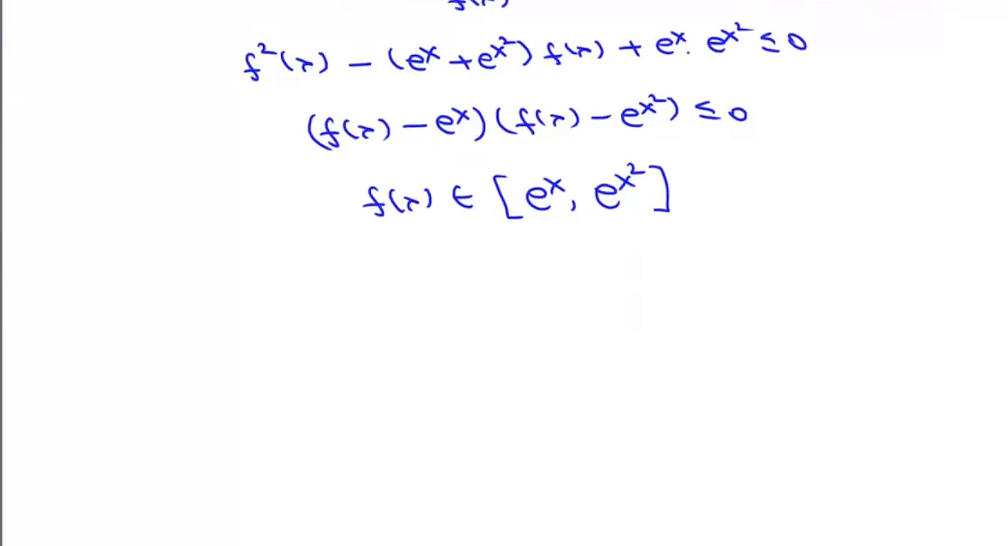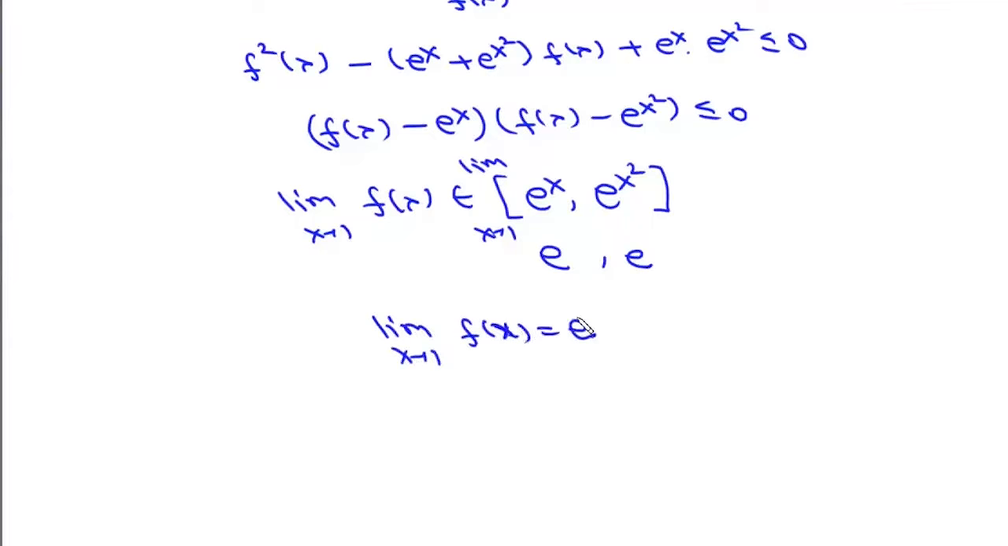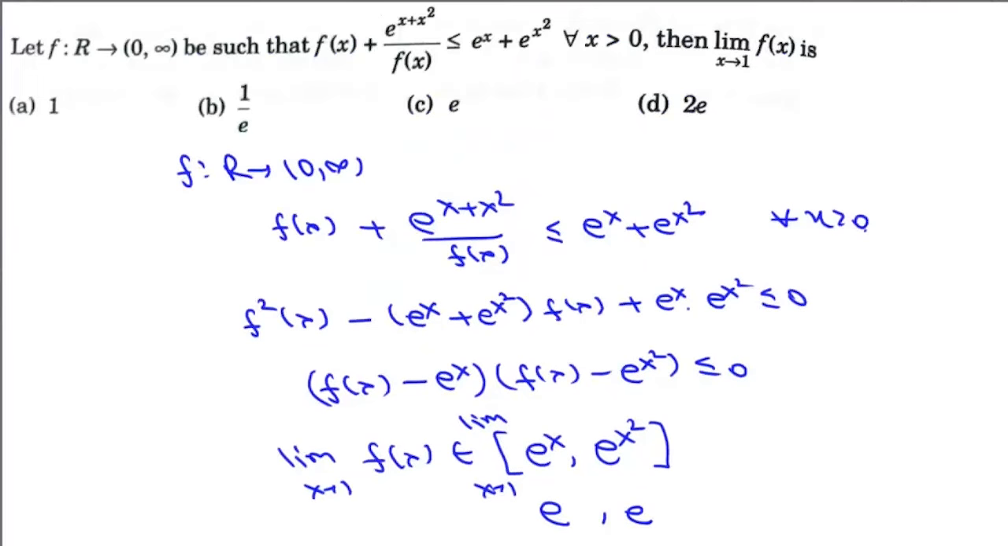Now whatever may be the order, if we take this limit x tends to 1, this limit is e and this limit is also e, then from the sandwich theorem we can say this limit x tends to 1 fx is e, and that's your option C.